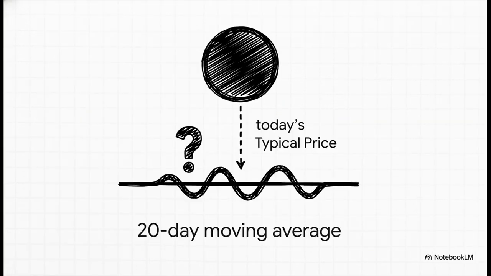Okay, so now we have our typical price for today. But a price is only high or low in relation to something else, right? That's where our second ingredient comes in. We need a baseline. So the CCI calculates a smoothed average of that typical price, usually over the last 20 days. This gives us a clear picture of the recent trend.